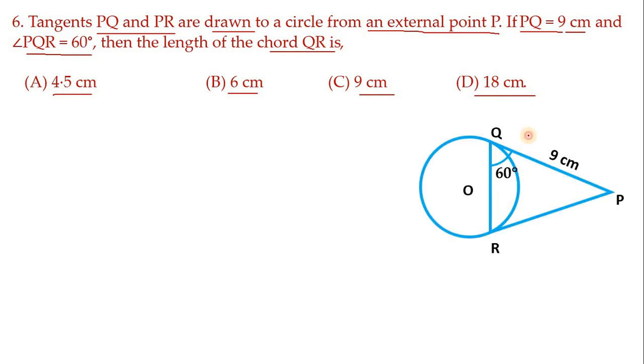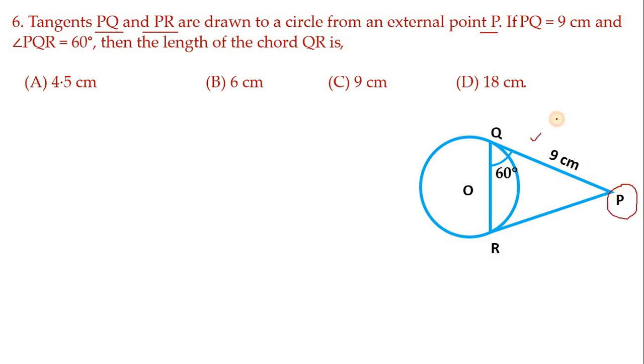Children, here is a related figure for this problem. Look at the figure and understand: tangents PQ and PR are drawn from an external point P. It means here P is the external point. From P we have drawn two tangents PQ and PR. PQ measurement is given, that is 9 cm, and angle PQR is given as 60 degree.